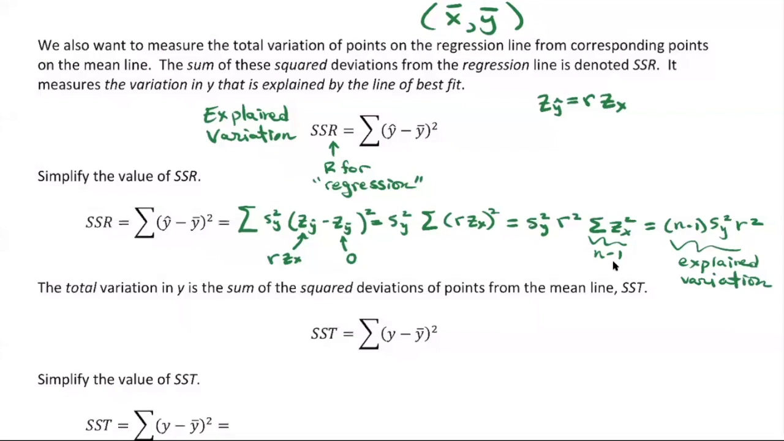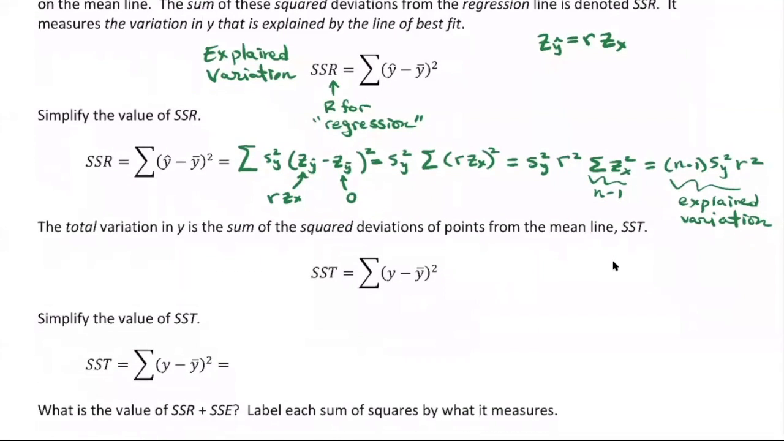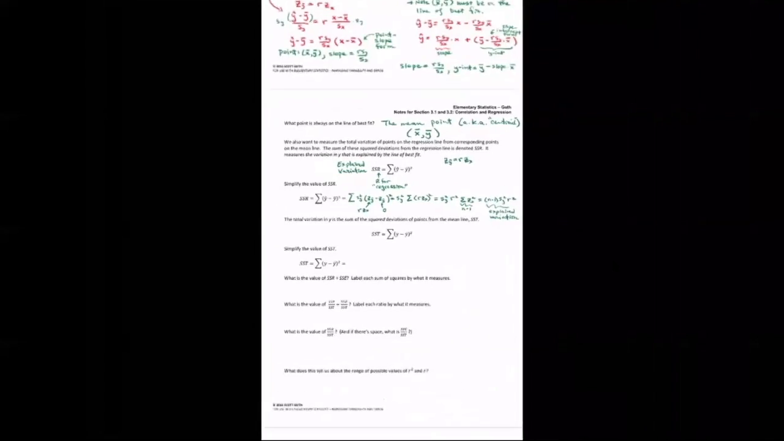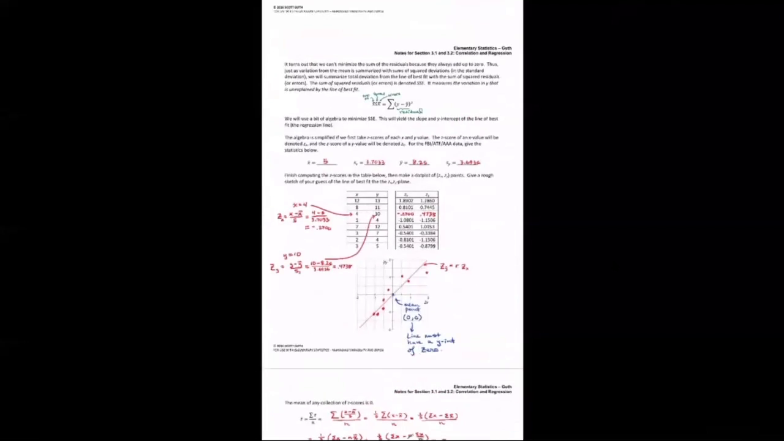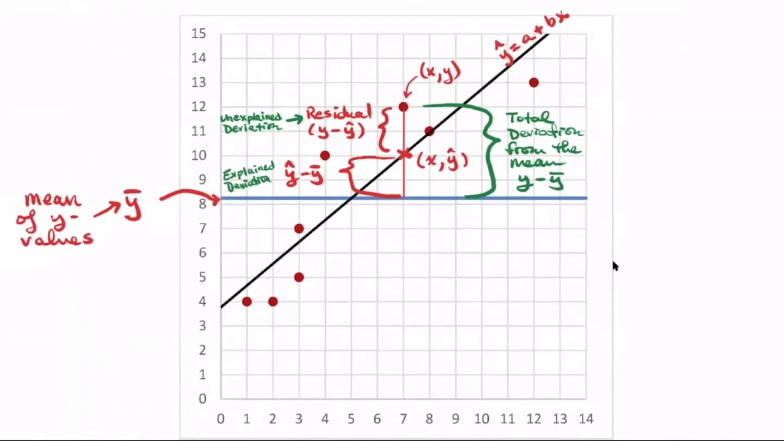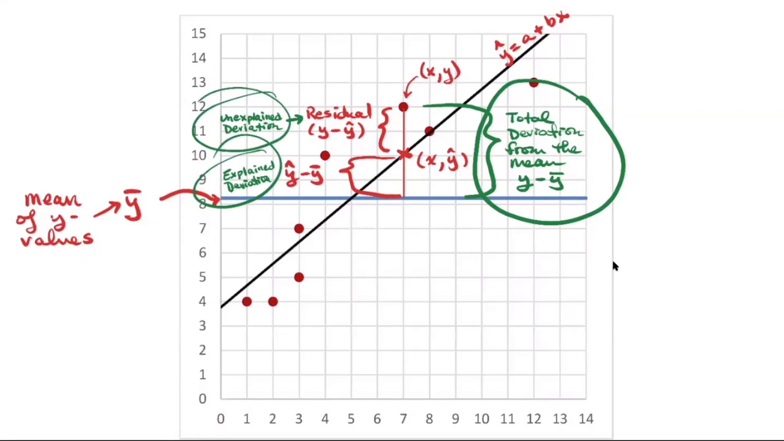Okay, and then the total variation goes back to the graph again. So I'm going to slide back to the original graph. The total variation of y coordinates is deviation from the mean. So you take each y value and you subtract the mean, and notice that the expected deviation plus the unexpected deviation, those add up to the total deviation. Okay, and the total deviation is y minus y bar.